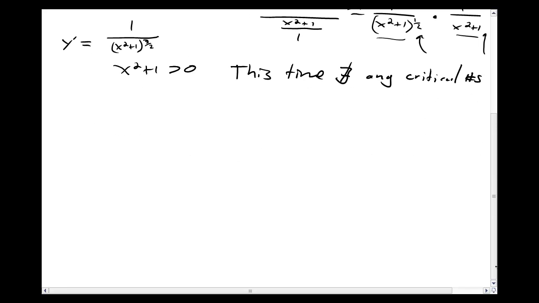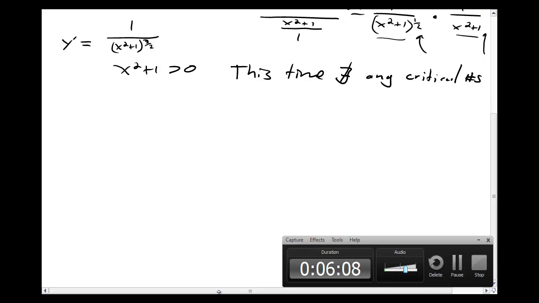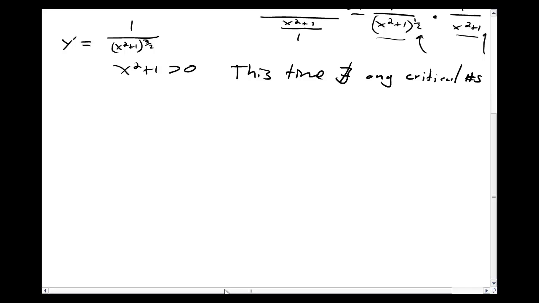So I'm only going to have my function either increase or decrease. It's never going to have any places where that increase or decrease changes. And that in particular is going to be occurring where, with my first derivative always being positive, I'm always going to be increasing.